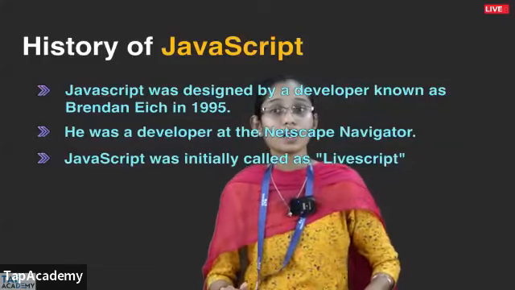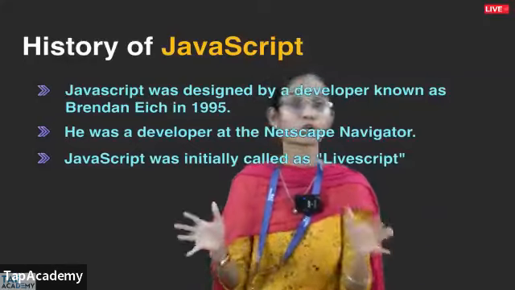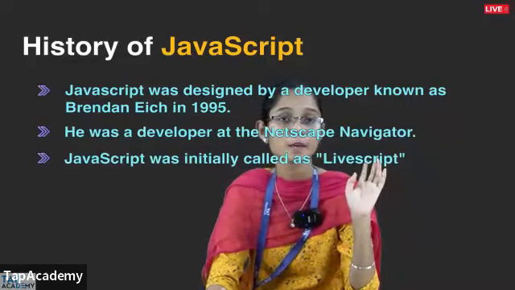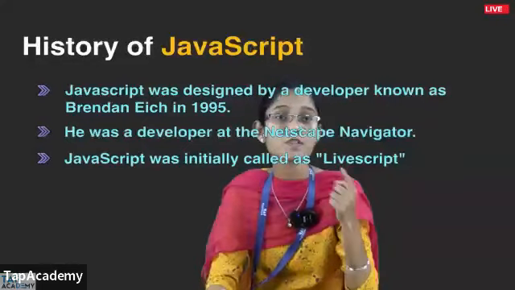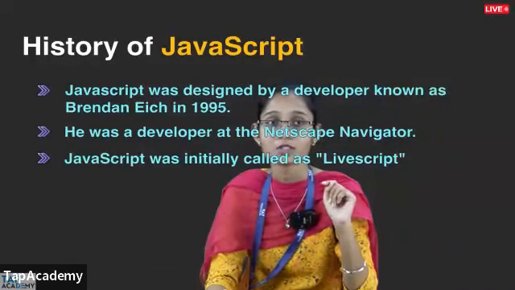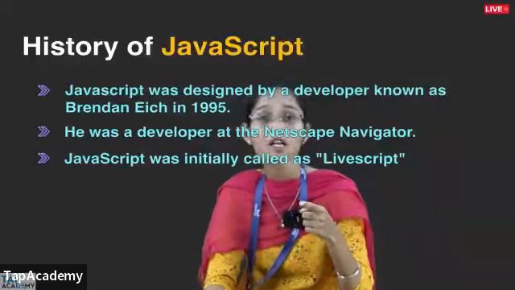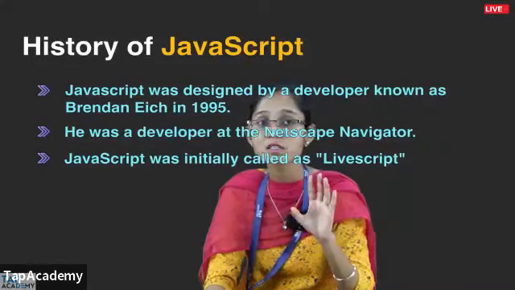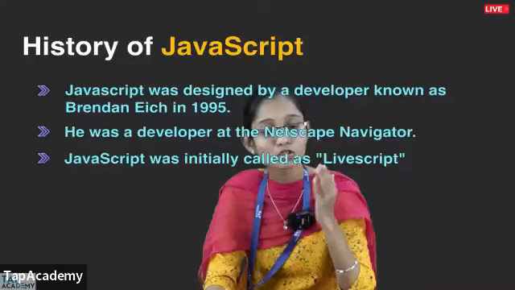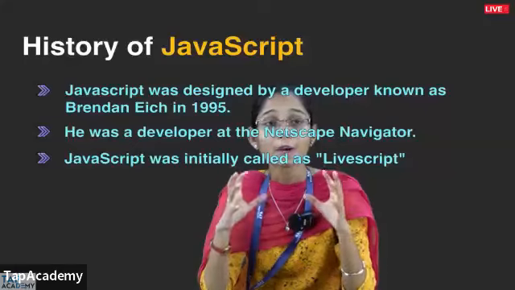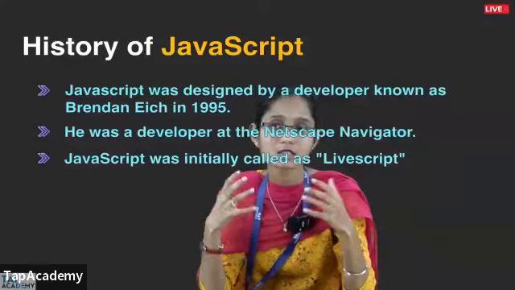Most people have a confusion: ma'am, are Java and JavaScript the same? In the previous example, you should have understood that JavaScript is a front-end technology, but Java is a back-end technology. JavaScript is a scripting and programming language, but Java is only a programming language, not a scripting language. So Java and JavaScript are different.